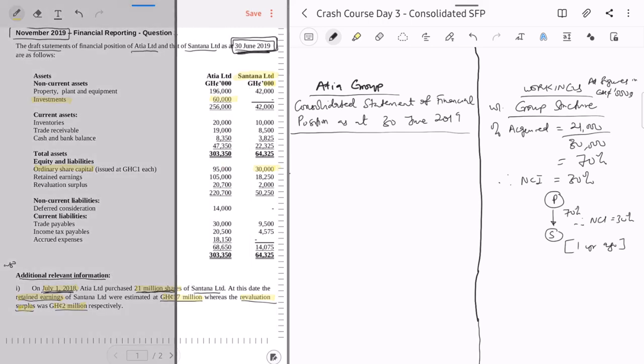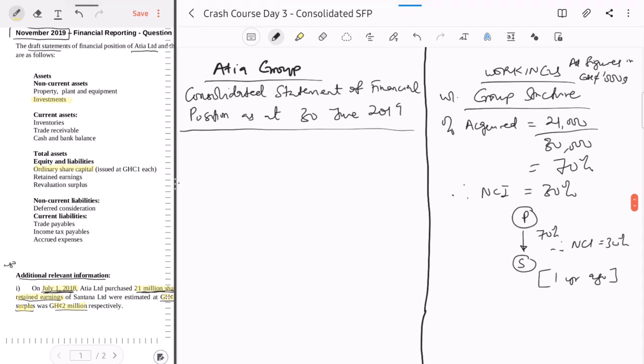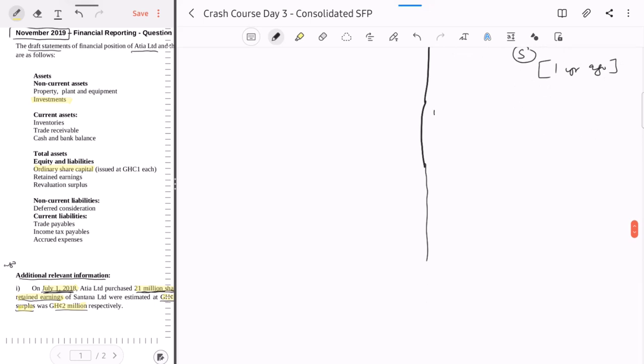So, taking that, I told you, your job is to pick up ticks. By now, you have your first set of ticks under the group structure. So let's keep going. Then we come to working two, which is called consolidation adjustments. Right? That's our working two. So what comes to working two? Working two is essentially all the notes in the question that you have to work for. You work for them right under working two, so that you have a centralized place where you control all the things in the question.